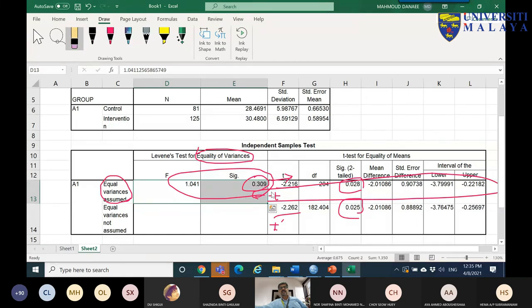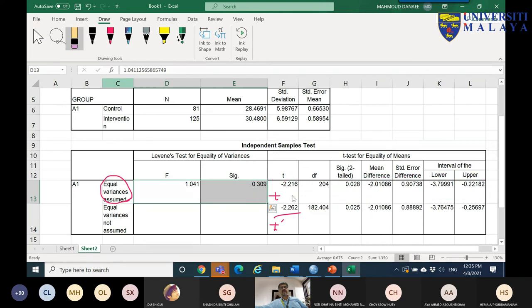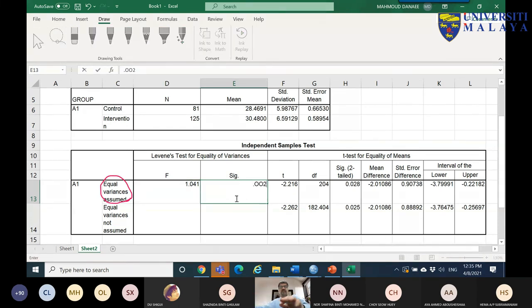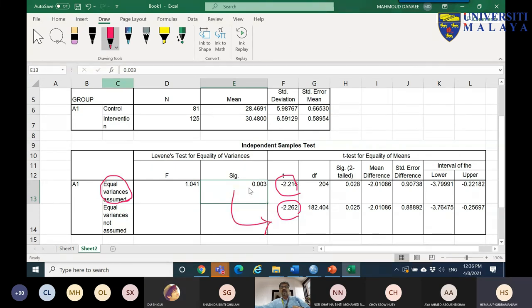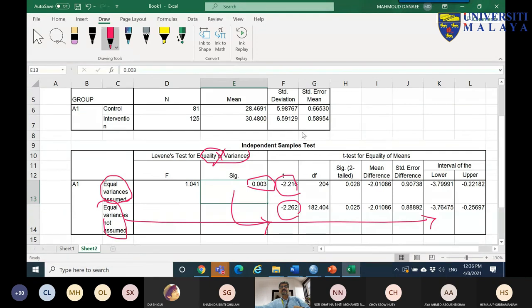But if the p value in the first p values, assume that this p value is 0.0. So is this p value significant or not? Significant. So which t value should be reported, the first or second line? Second line. Yes, that's all. Why? Because this p-value shows that the variances are not equal. So that's why we have to follow the second. Clear? Okay. But we haven't discussed that yet, so this is only to identify what exactly we have to do.